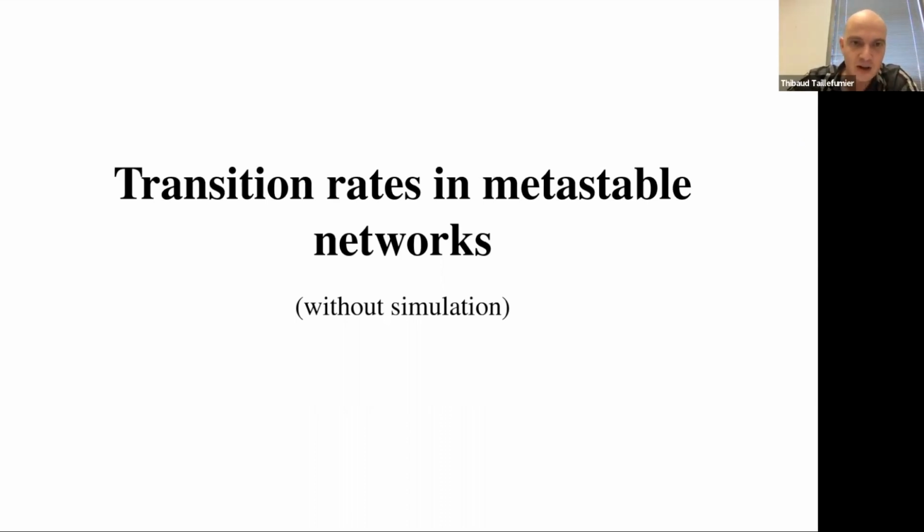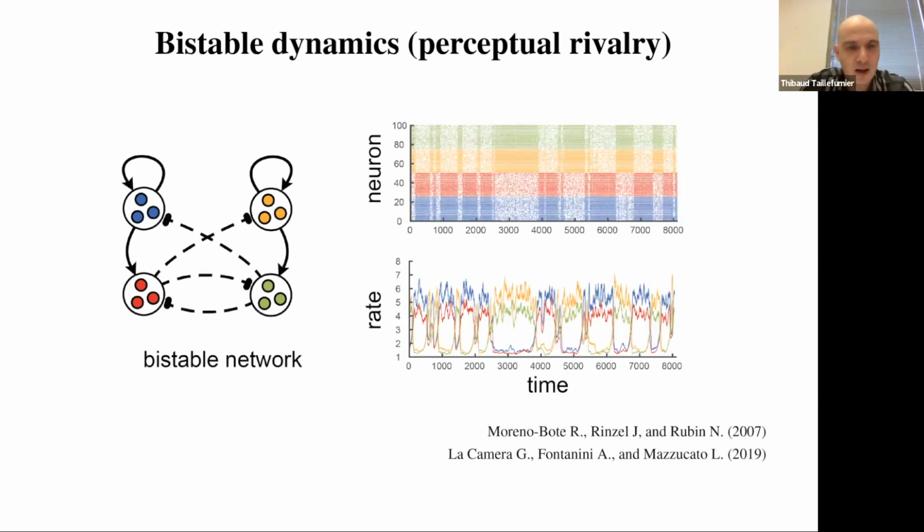Okay, so we looked at the question of inferring a transition rate on the simplest possible example of metastable dynamics, that is, bistable dynamics. And we use a connectivity structure that has been introduced in the context of perceptual rivalry. And so the structure is the following. You have four finite populations of neurons. And these come in two kinds: there's excitatory ones, yellow and blue, and inhibitory ones, red and green.